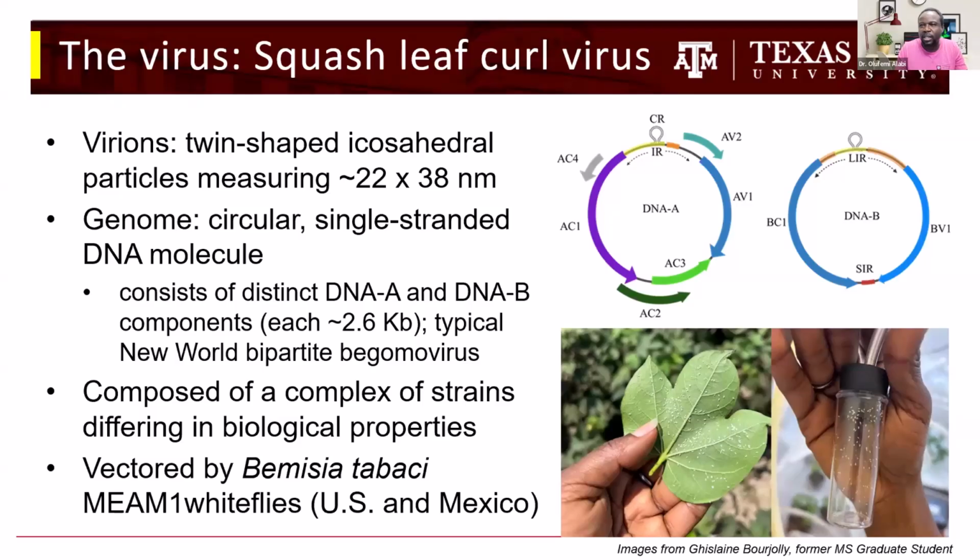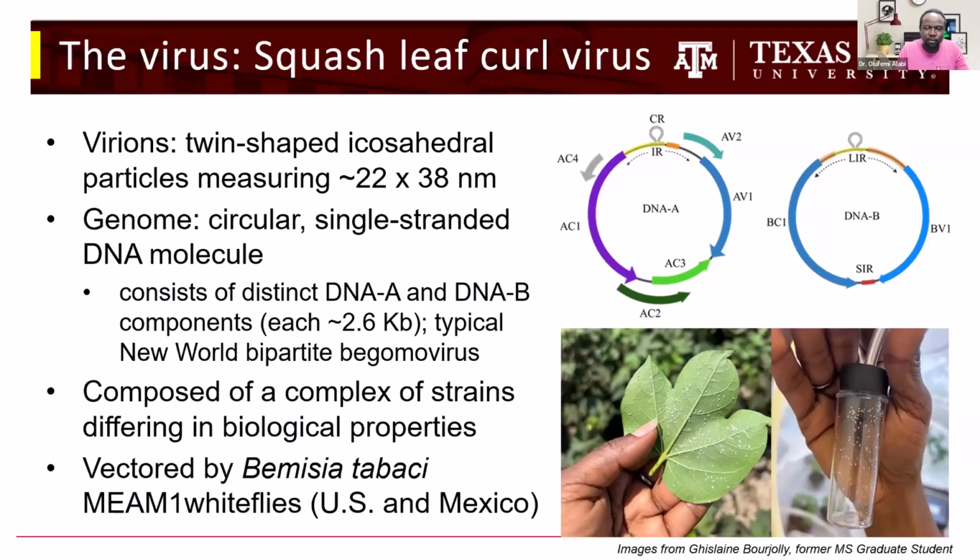And just like the virus that Sudeep presented on, this is also a bipartite virus in that it has two DNA copies, each of them about 2.6 kb in size. As you can see, the DNA A here is where a lot of the genes are encoded, mostly for protecting the genome, but also for replication. But the DNA B also encodes some genes that allow for systemic movement of the virus within the plant.